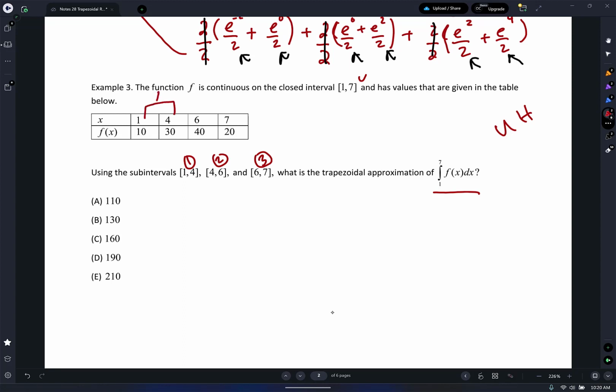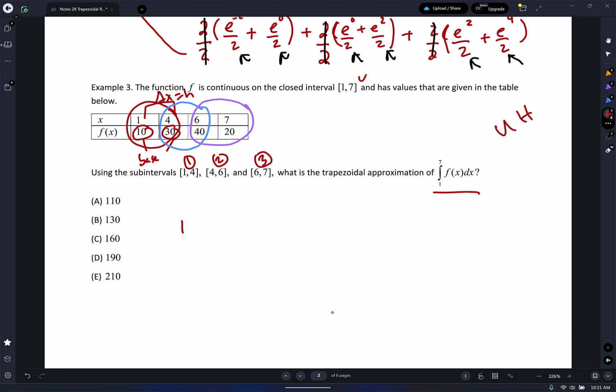The delta x is your height, and these are your bases. Base and base. So for the first trapezoid, do you guys want me to color code it? Here's my first trapezoid in red. Here's my second trapezoid in sky blue. And here's my third trapezoid in purple. Do you guys see that? Okay, so I'm going to color it. So here it is. Ready?